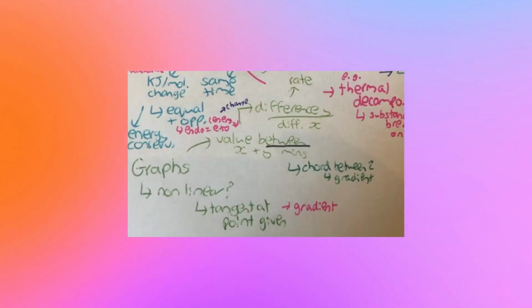And now we're going to look at graphs for a minute. So the rate of a reaction is the gradient. So that's the difference in y divided by the difference in x. So rise over run. However, if our graphs are non-linear, that means they are not a straight line, they might be a curve. You draw a tangent on the outer bend and you calculate the gradient of that tangent.